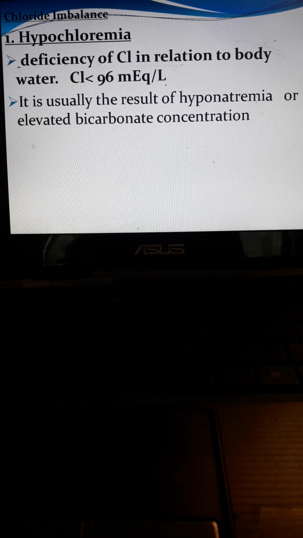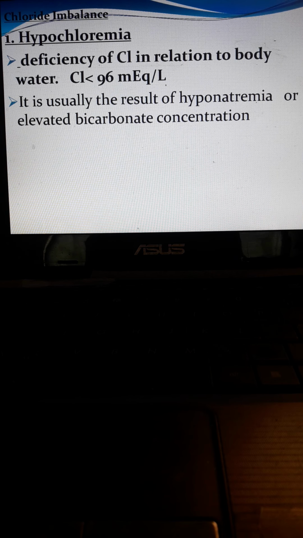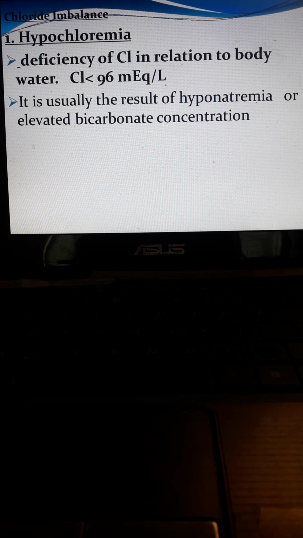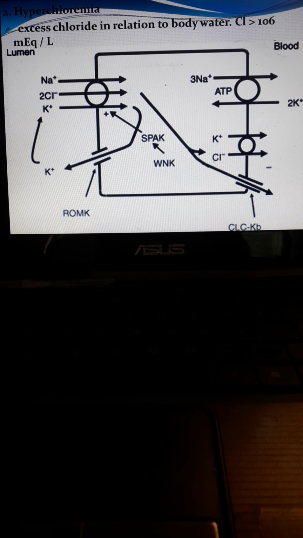It is the result of hyponatremia or elevated bicarbonate concentrations, because usually what will happen, sodium ion exchanges with the chloride ion. Sodium ion is transported from the extracellular environment of the cells down to the intracellular environment via the sodium chloride channel. So if there is a lower amount of sodium due to hyponatremia, lower man ang amount ng chloride ion.